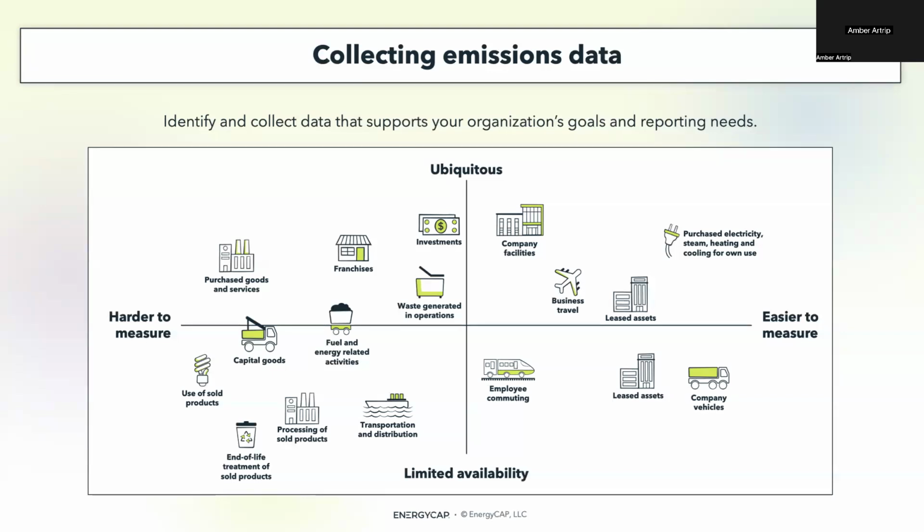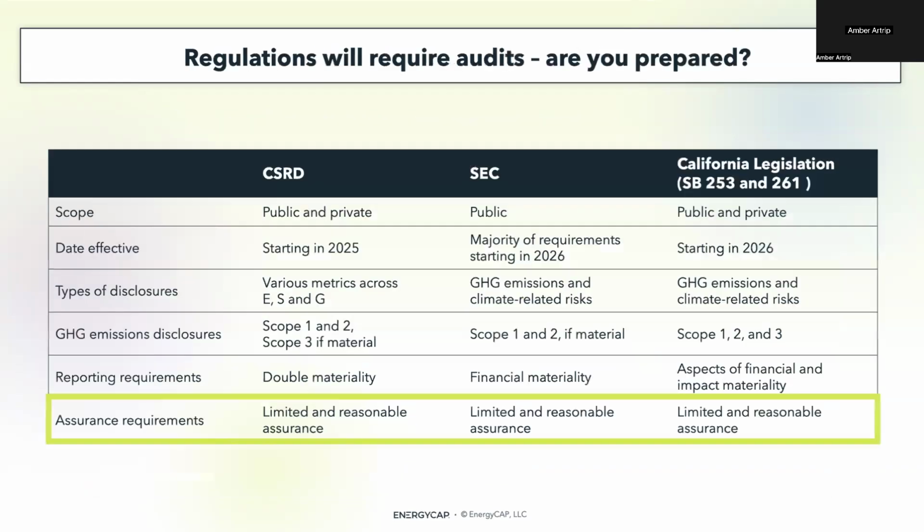But then some are quite hard to track, like the use of sold products. Once you ship an iPhone out the door, how are you tracking the use of that item? You have to make quite a bit of assumptions or do some surveying, et cetera, to capture that information. So all this to say, some are easier to measure, some are harder to measure, some are more available, and some are less available. We'll get more into this in a second.